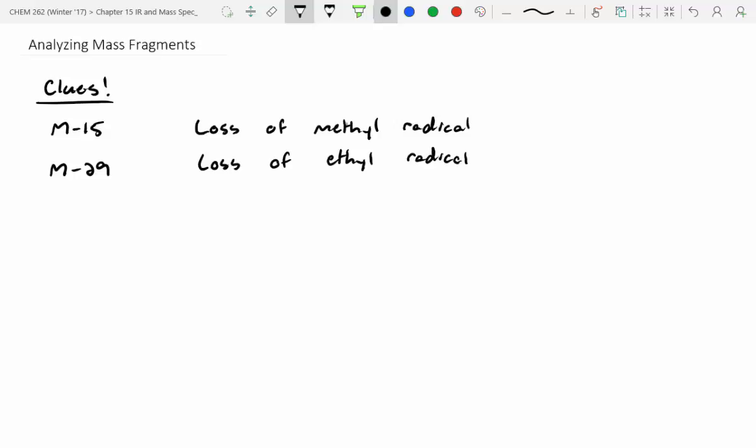And then we can go down the chain and we can say mass minus 43 is loss of propyl. And then mass minus 57 and so on would be loss of longer carbon chains. This would be loss of butyl.